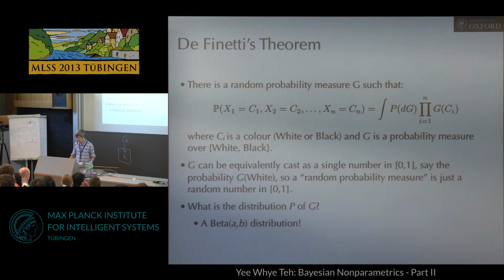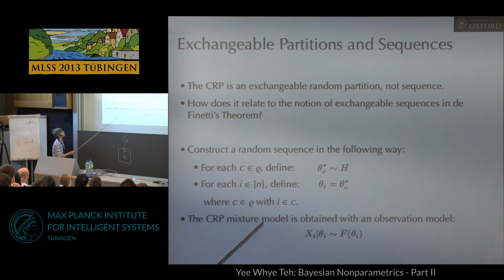Right, so this is a very simple situation where we have a sequence of random variables, the colors of the balls that we drew, and this sequence is exchangeable. Once we apply de Finetti's theorem, we get a beta distribution out. Okay. So coming back to the CRP, we know that it is an exchangeable random partition.